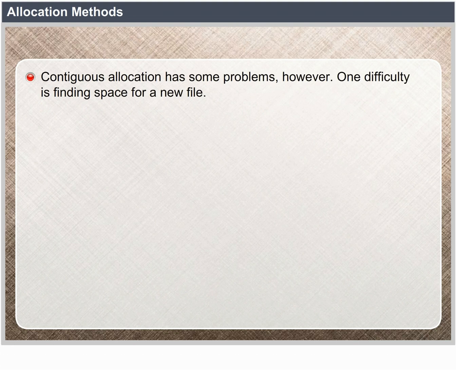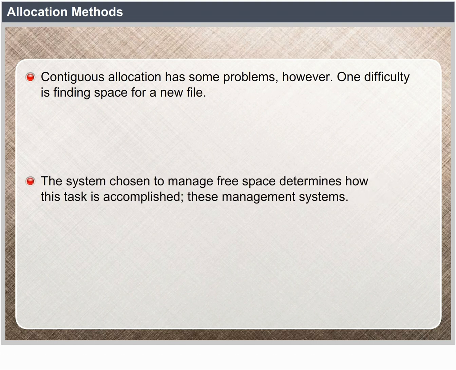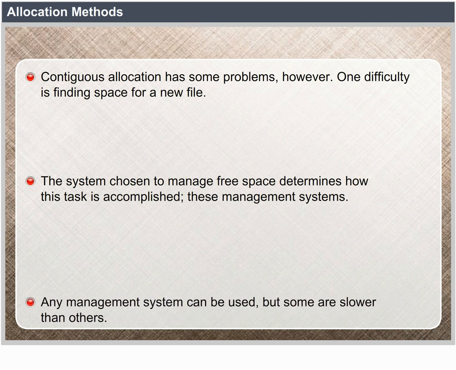Contiguous allocation has some problems, however. One difficulty is finding space for a new file. The system chosen to manage free space determines how this task is accomplished. Any management system can be used, but some are slower than others.